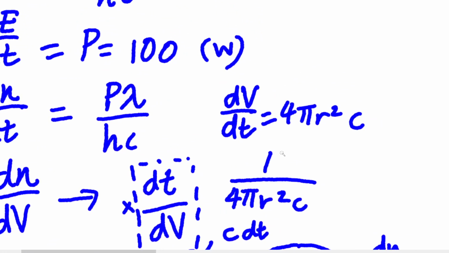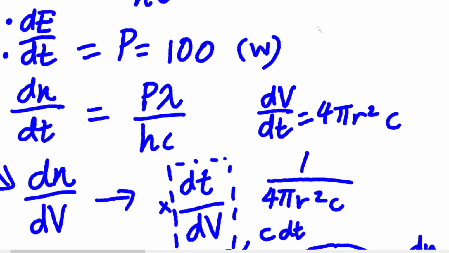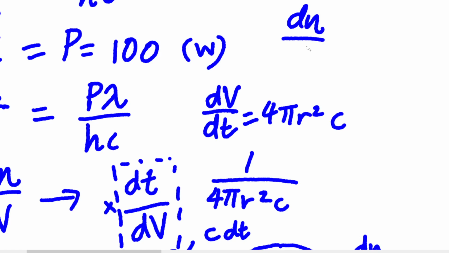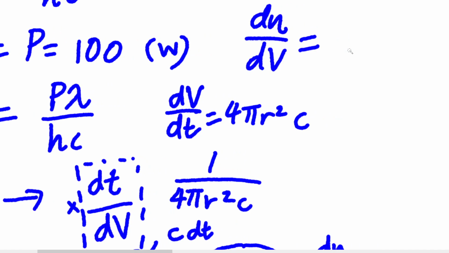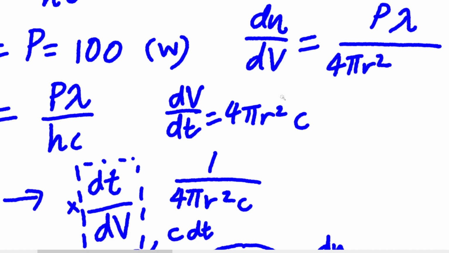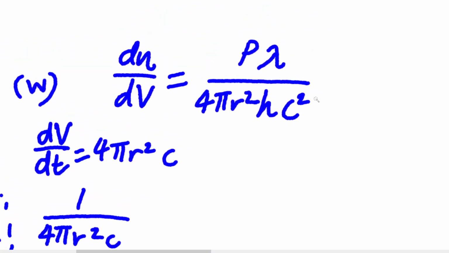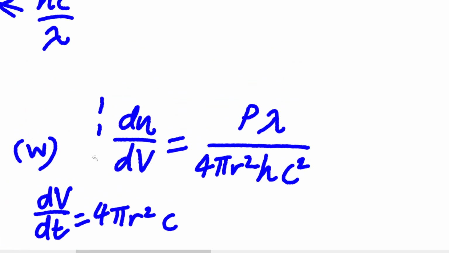In a sense, dN by dV, the density of photons, is equal to P lambda, power times wavelength, over 4 pi r squared, and then a factor of 1 over Planck's constant, and then a factor of the speed of light squared. And that is the photon density a particular radius away.